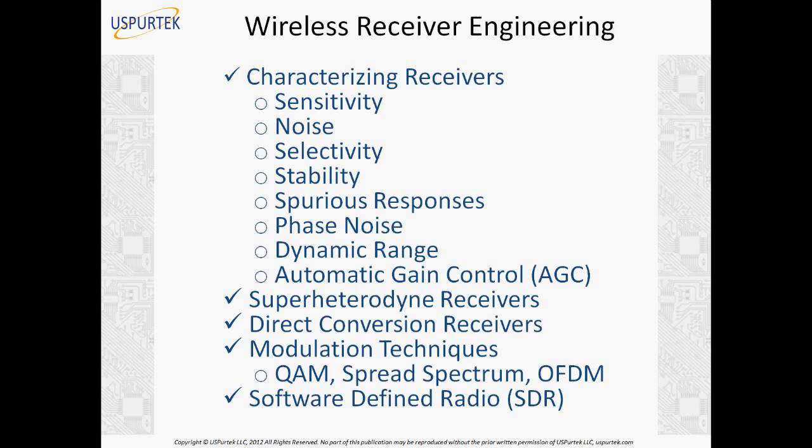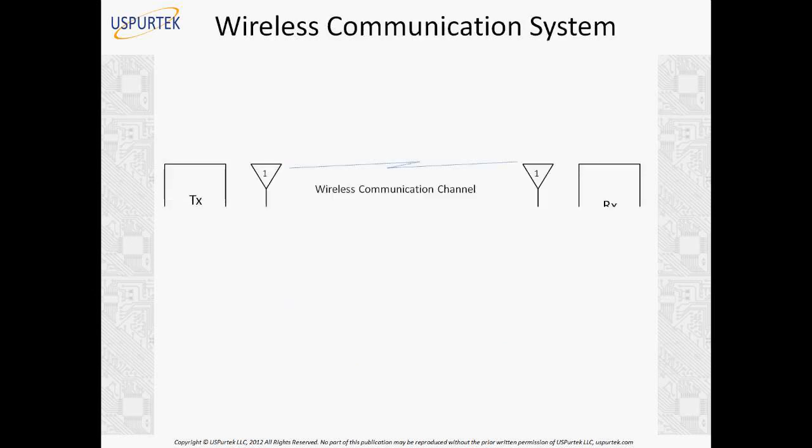Okay, with that in place, let's restart. This is a very basic picture of a wireless communication system where you have a transmitter at one end and a receiver at the other end, and a wireless communication channel in between.